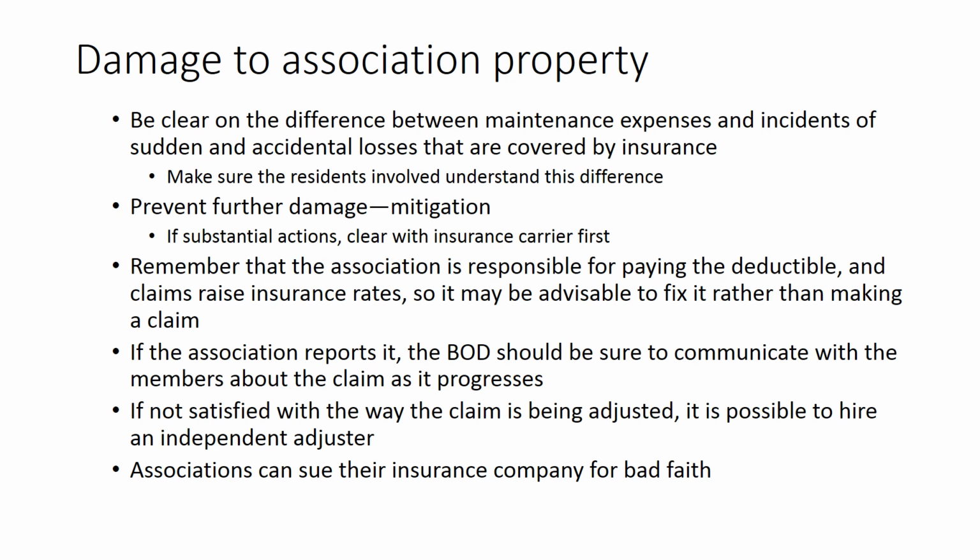Now, if they are not satisfied with the way the claim is being adjusted, there is such a thing as an independent adjuster. The association can hire an independent adjuster who will then communicate with the insurance company's adjuster. These people are usually former insurance company adjusters or executives, and they often really can be very helpful. They usually get paid on a contingency fee. In essence, they get a percentage of the damages that they recover for the association. There are circumstances where associations sue their own insurance company for denying coverage and for bad faith, and you hope that'll never happen, but it could.